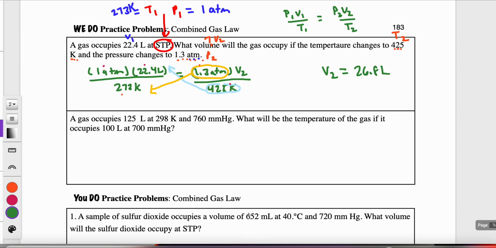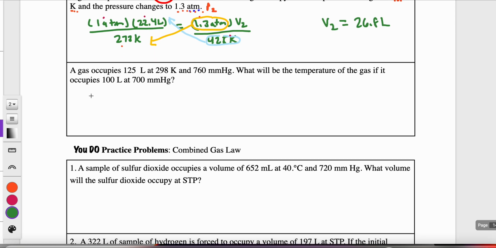Let's take a look at the next question. It says a gas occupies 125 liters. I see that we have liters, so I'm given a volume 1. That volume is associated with 298 Kelvin, so I know a temperature, and they're throwing at us 760 mmHg, which is another unit for pressure. I have a volume, a temperature, and pressure that all belong together, so I'm going to call those my one side. So I have 760 mmHg times 125 liters divided by 298 kelvins.